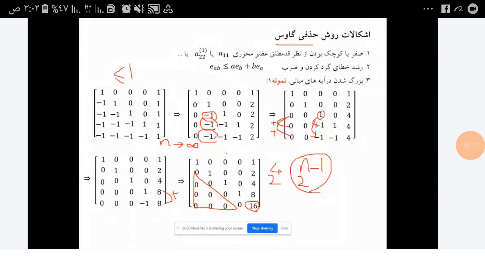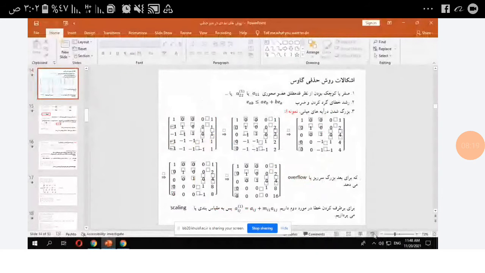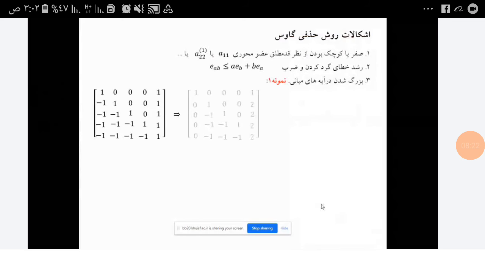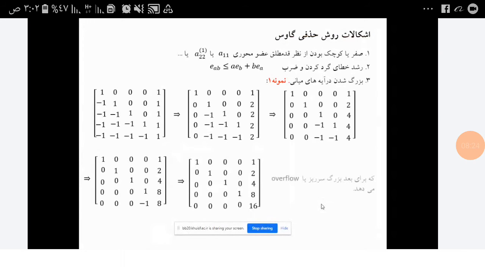Okay? So if the dimension is very big, we will have overflow. It's a problem in Gauss elimination. Okay, this is the number 3 of the problems in Gauss elimination.